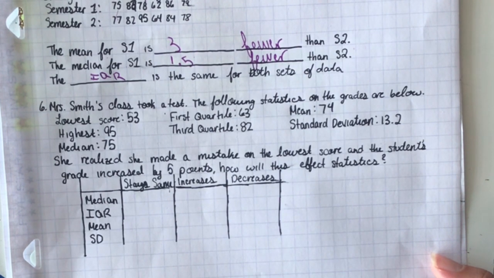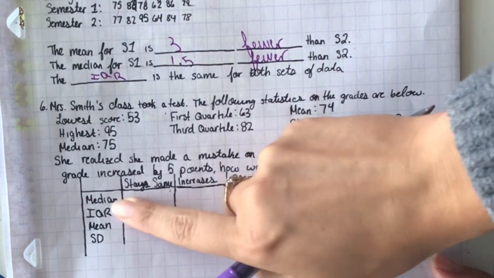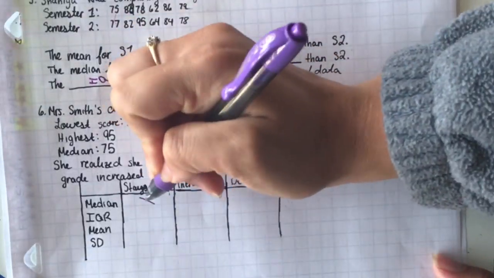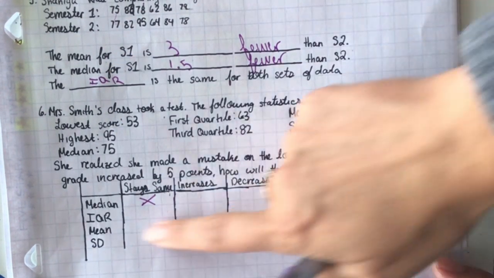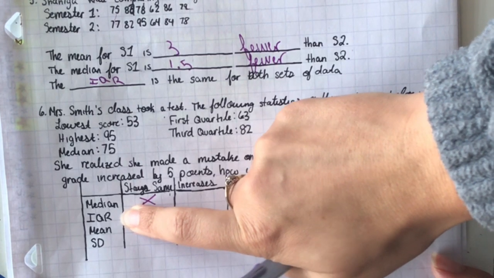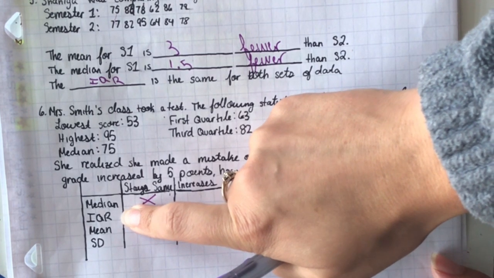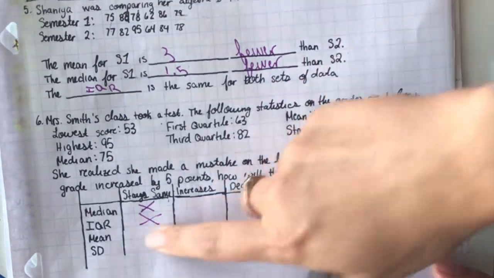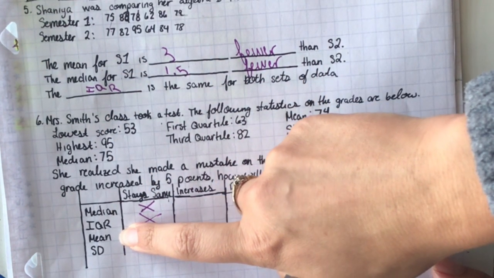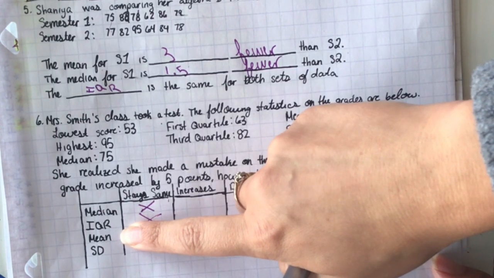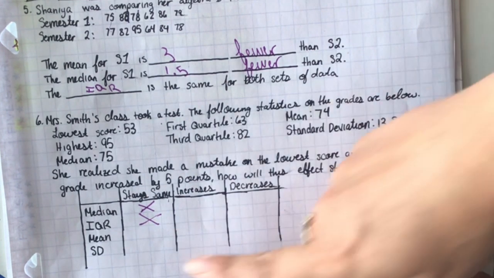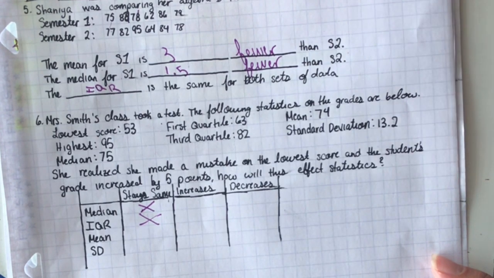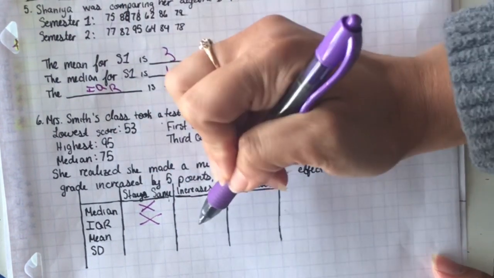Well, if we're just changing the one lowest score, and we're assuming that it stays the lowest score, it's still at the bottom, so this doesn't affect our median. Our interquartile range also is not affected because our lowest score still stayed the lowest score. But if we're finding an average, we are going to have a change in the average if one of our scores changes. And because that score went up by 5 points, our mean is going to increase.